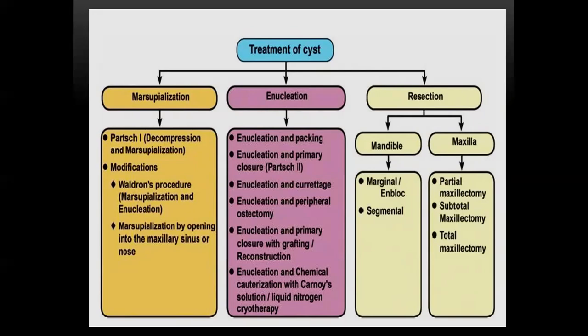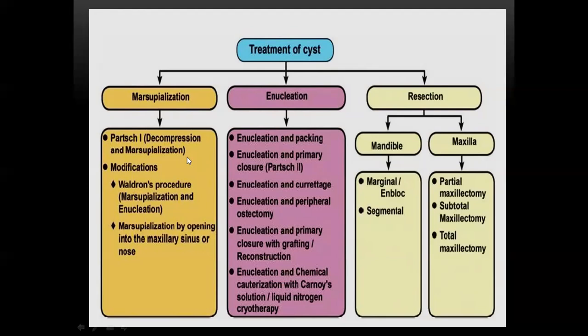Whereas in the case of chemical cauterization using Carnoy solution, you have to apply the solution for 5 minutes. After application for 5 minutes, the depth of penetration of Carnoy solution will be 1.54 mm. So remember this: you have to apply the Carnoy solution for 5 minutes, and the depth of penetration will be 1.54 mm.